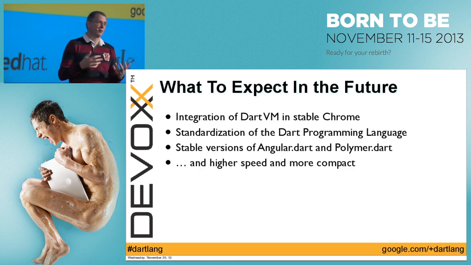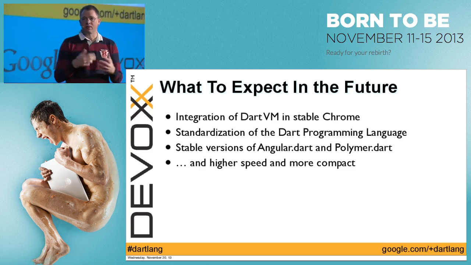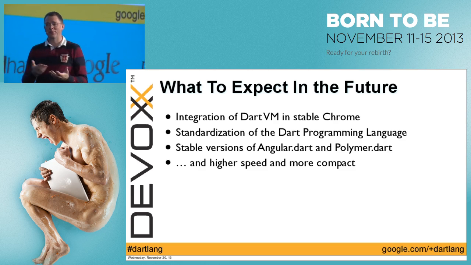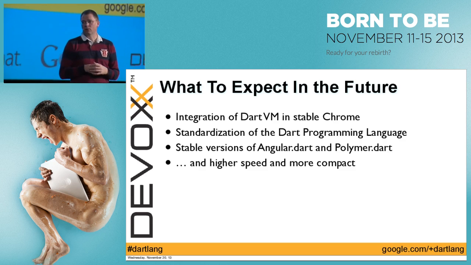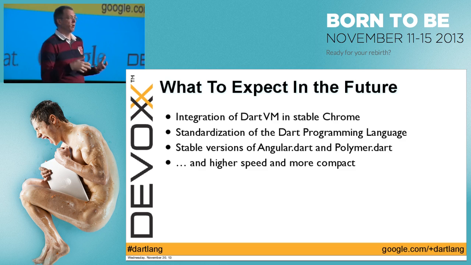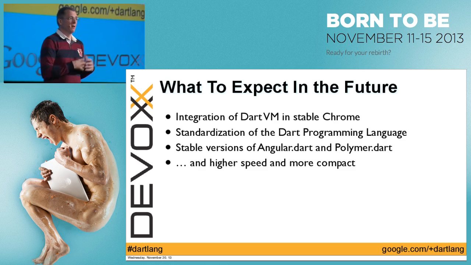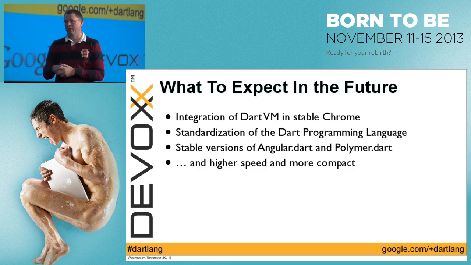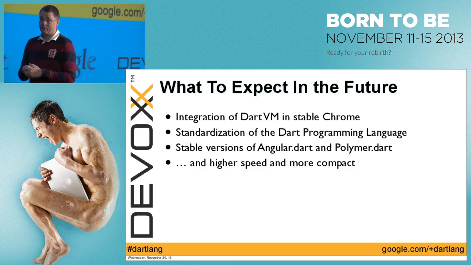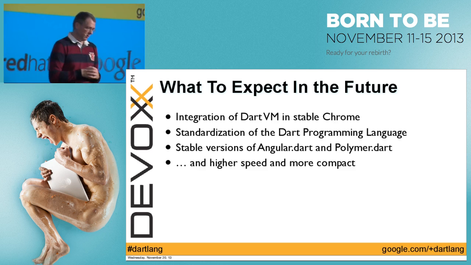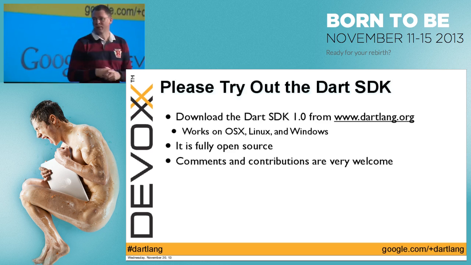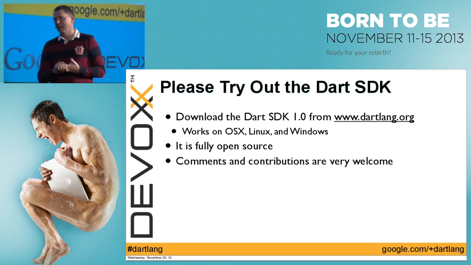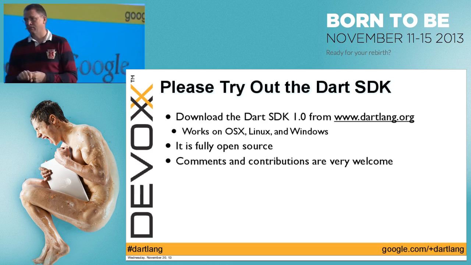And of course, you heard about AngularDart. It's in beta now, but soon it will be ready when they have all the features in. We also have a system called Polymer.Dart that follows the Polymer.js future web components, and that will certainly also go stable in the near future. And since we are the implementers of speed, you should expect it to get even faster and smaller over time. That I can guarantee you.